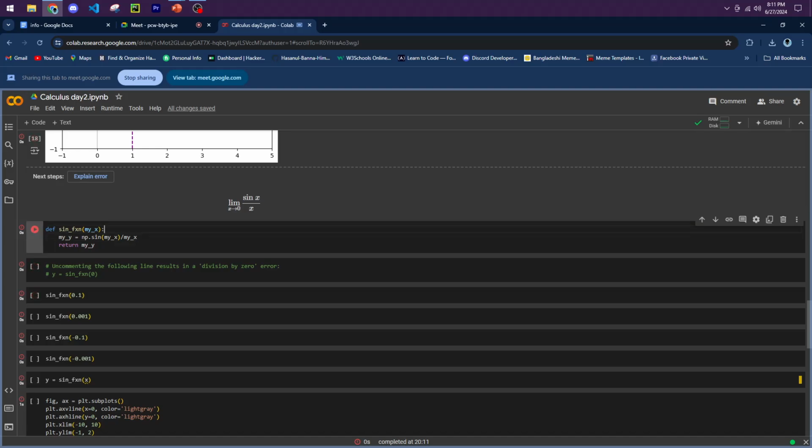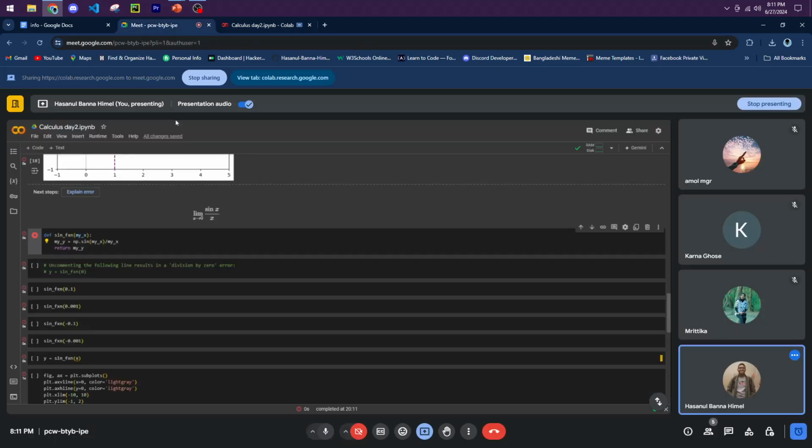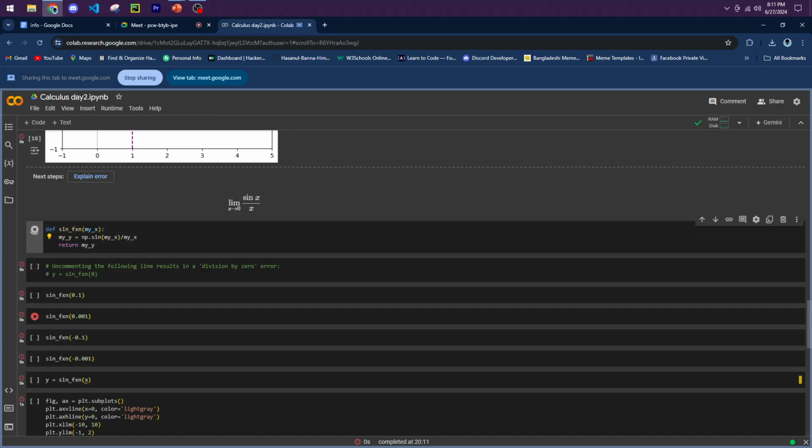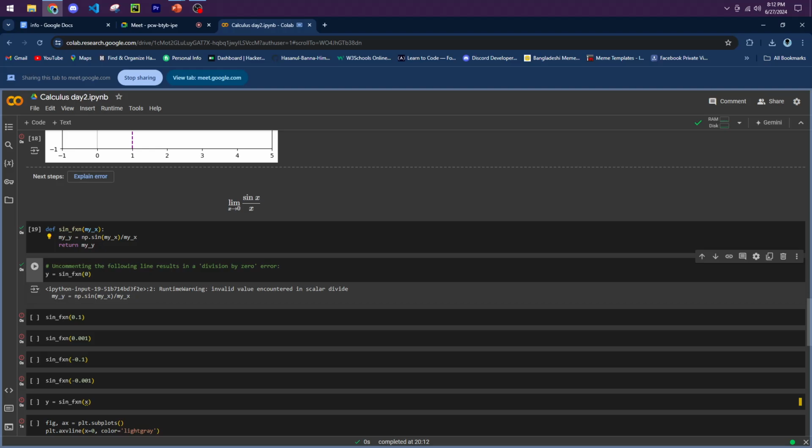So we also do these problems with our trigonometric functions. We have sine, cosine, tangent. We all know that when the sine value is 0, it gives an error. Again, when we do this, it will give me an error that it encountered a scalar divide, which is not applicable. Sorry for that.